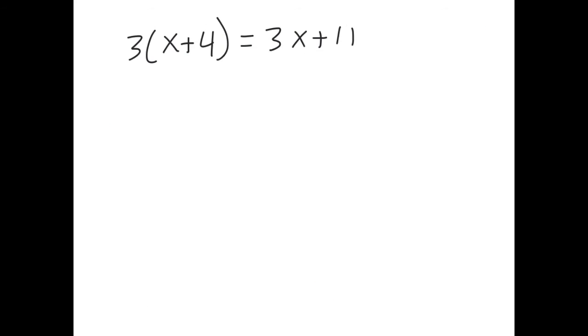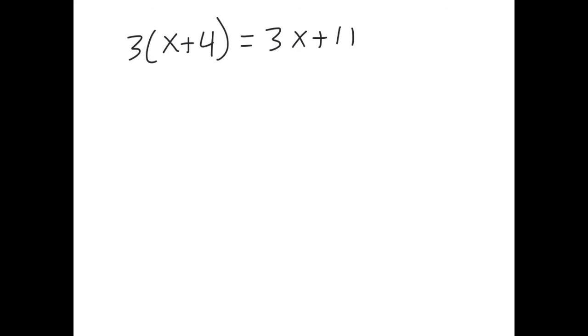Let's look at the second example. We have 3 times, in parentheses, x plus 4 equals 3x plus 11. So let's again go through the steps. Step 1 is the distributive property. That's where you have a number in front of parentheses. Well, if you look right here, we have a number in front of parentheses. So that's the first step you want to take, distributive property.